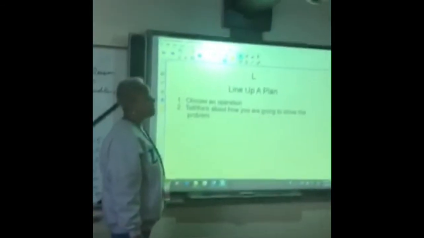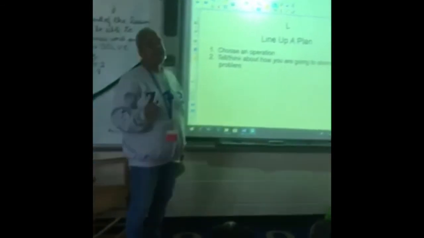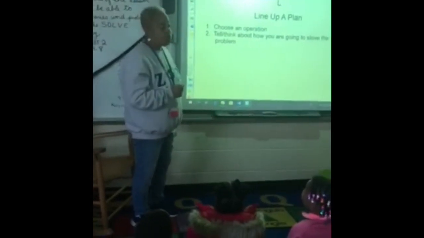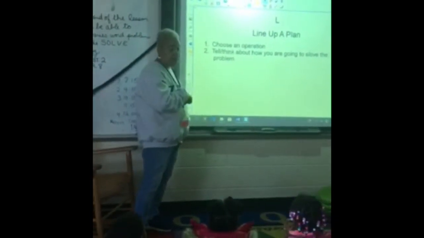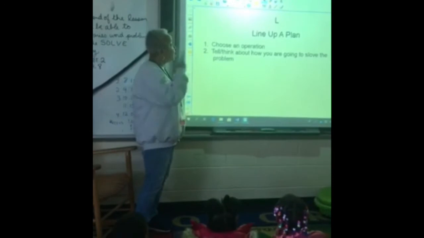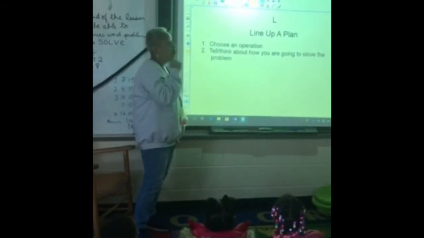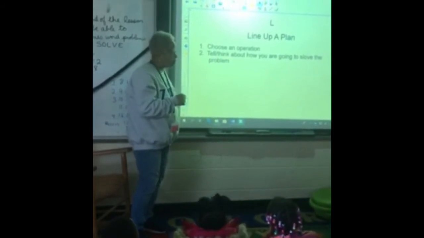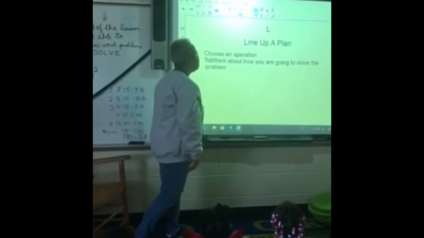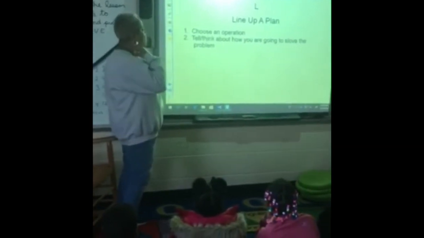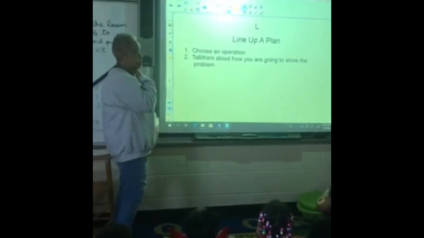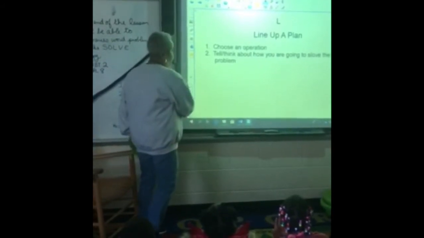Then the L means line up a plan. This is the very important key part of this operation because you need to think to yourself, okay, now what am I going to use? Think about how you are going to solve this problem. So you will go back and you refer back.